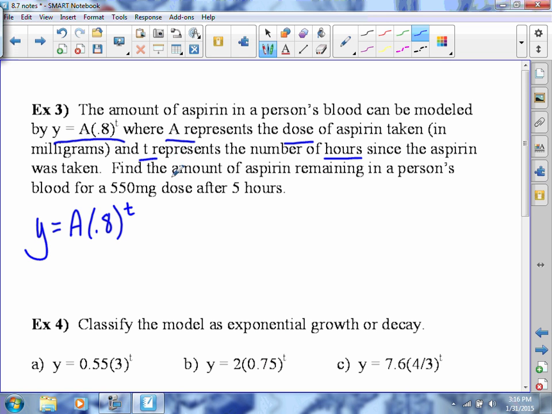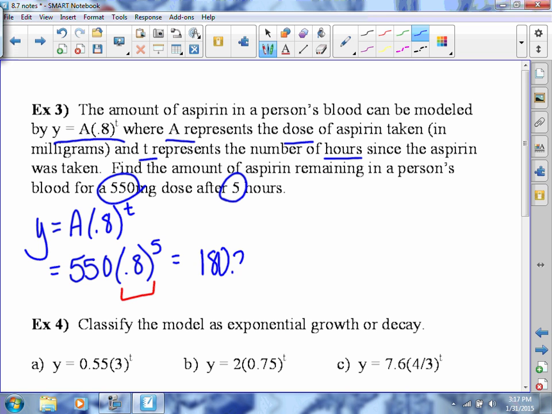So our last sentence here, find the amount of aspirin remaining in a person's blood for a 550 milligram dose after 5 hours. So there's my initial amount, and there's my time. So I'm going to substitute the 550 in for A, and then the 5 for the T. And again, I want to do the 0.8 to the 5 first, get an answer, and then multiply by the 550. And we can still round to 2 decimal places here. So we have about 180.22 milligrams.